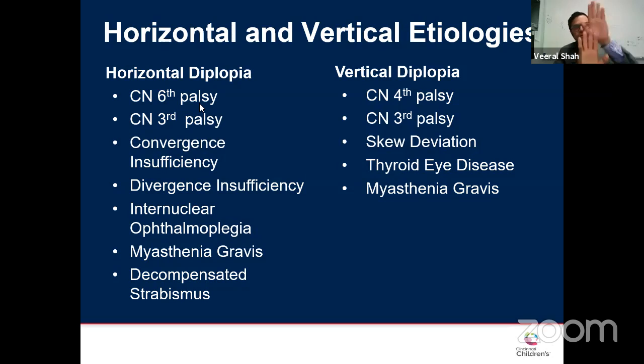Now, when you start to tell me that it's vertical, right, then you have to start thinking about what cranial nerves affect the vertical muscles. So we already know the 3rd does, because we know that it does both. The 4th is specific because it's the superior oblique, it's involved in torsional movements, so it has a vertical component. We know that when you disrupt the vestibular inputs, that can cause you to have skew deviation. And we know that thyroid eye disease and myasthenia can also be involved in causing vertical misalignments. And thyroid should be on this list too, because it can definitely cause horizontal diplopia as well.